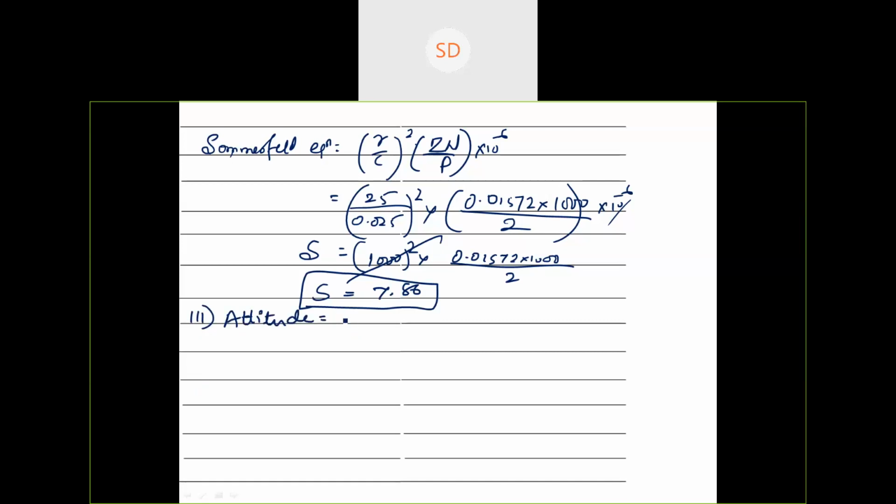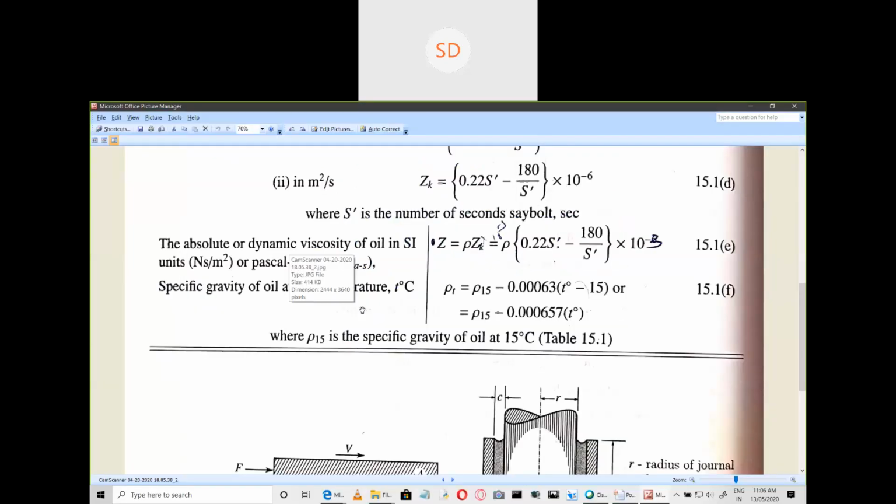Okay. Attitude. So now this equation is available in the data book: 1 minus h naught by c. So now you need to get the h naught by c value based on the angle of contact as well as the Sommerfeld number. Okay. Attitude is denoted with the letter epsilon here. Now we have the attitude equation, just check it.